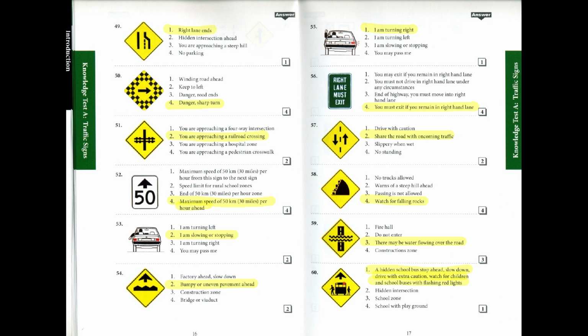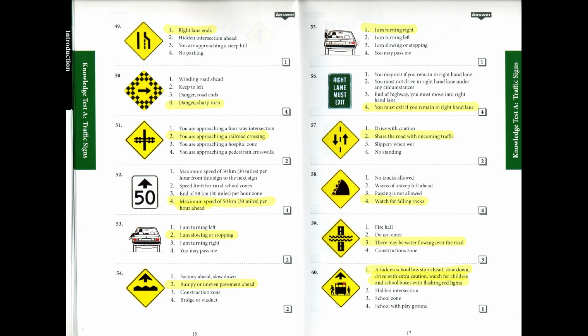Number 54. Bumpy or uneven pavement ahead. Number 55. Arm pointing up. I am turning right. Number 56. Right lane must exit. You must exit if you remain in right-hand lane. Number 57. Share the road with oncoming traffic. Number 58. Watch for falling rocks. Number 59. There may be water flowing over the road.